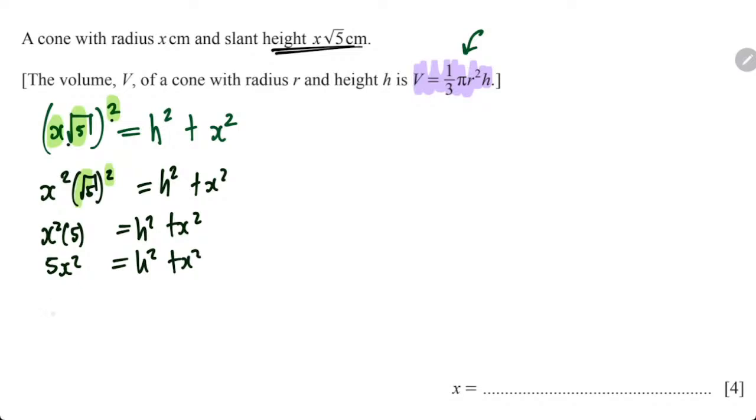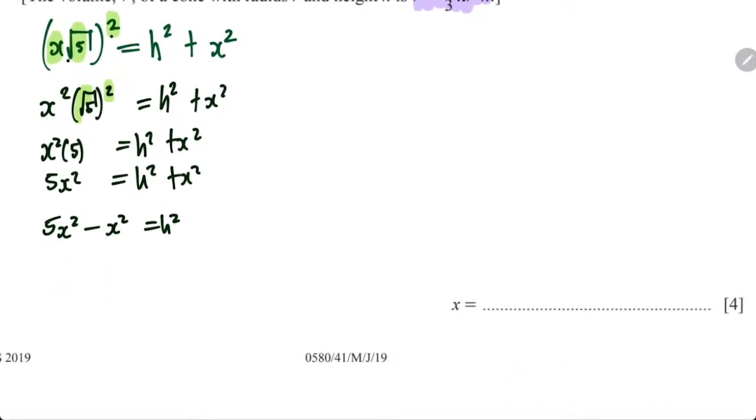You take this other x squared to the other side. It becomes 5x squared minus x squared is equal to h squared. Now, 5x squared minus 1x squared. 5 minus 1, that's 4. Becomes 4x squared, equal to h squared. Then you take this power of 2 to the other side. It now will become square root of 4x squared is equal to h. The power of 2 is gone. Square root of 4, 2. Square root of x squared, x. So h is 2x.